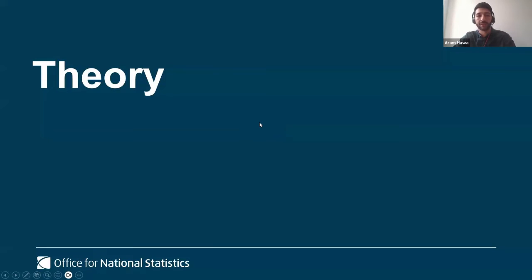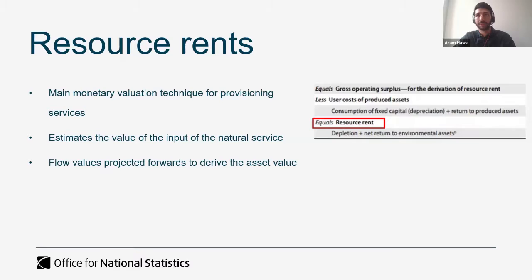Next, I will move on to the theory underpinning depletion and related concepts. Firstly, I'd like to talk a bit about an essential monetary valuation technique called the resource rent calculation. This is the workhorse for the valuation of our provisioning services and subsequently is the backbone of our depletion estimates. The resource rent essentially relates to the surplus levels of profit generated in an industry which is highly reliant on the input of a natural resource.